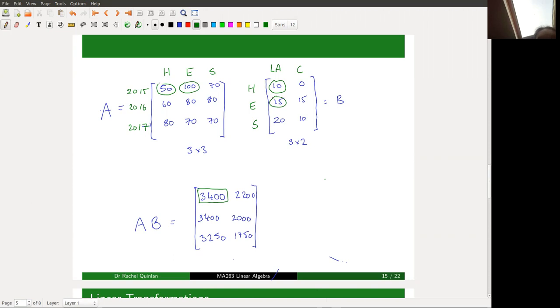That's a total of 1500 linear algebra credits taken by students, plus 70 students in science, each taking 20 credits of linear algebra. So that's another 1400 linear algebra credits. So the 3400 here is the total number of linear algebra credits taken by students in 2015 in humanities, engineering, and science. Okay. 3400 here, similarly, is the total number of linear algebra credits taken by students in humanities, engineering, and science in 2016.